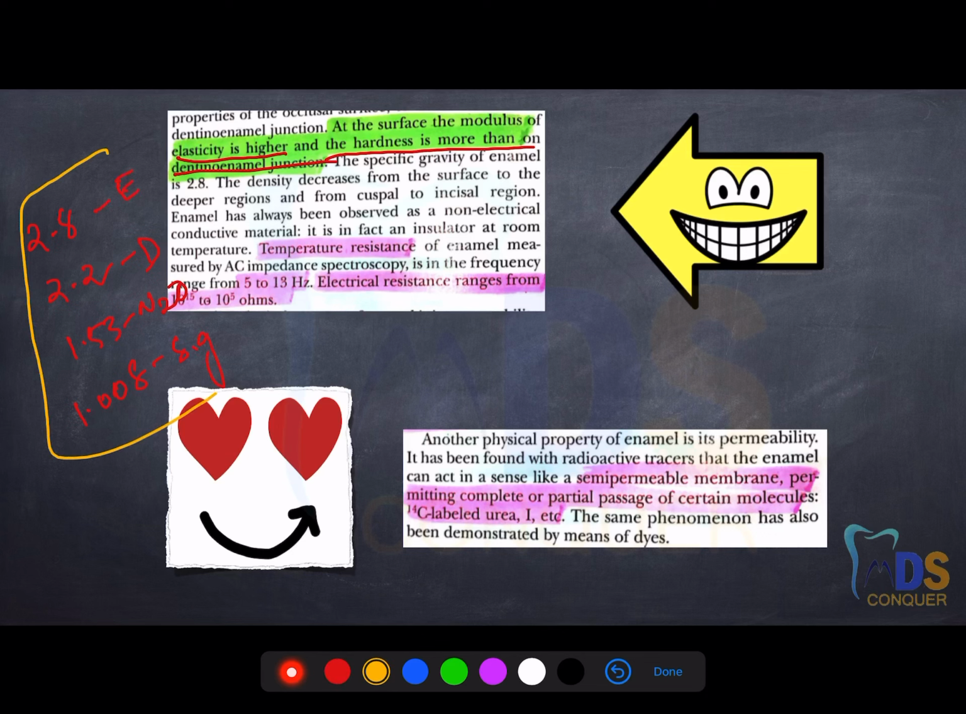We have so many tables related to specific gravity of all the things, which are important for examination, in your PP books, and I hope you're done with that. They can ask you the temperature resistance value and the electric resistance value, so please do make a note of this. Enamel is a semi-permeable membrane permitting the passage of a few materials, that is 14C labeled urea or iodine, etc. Please do make a note of this.